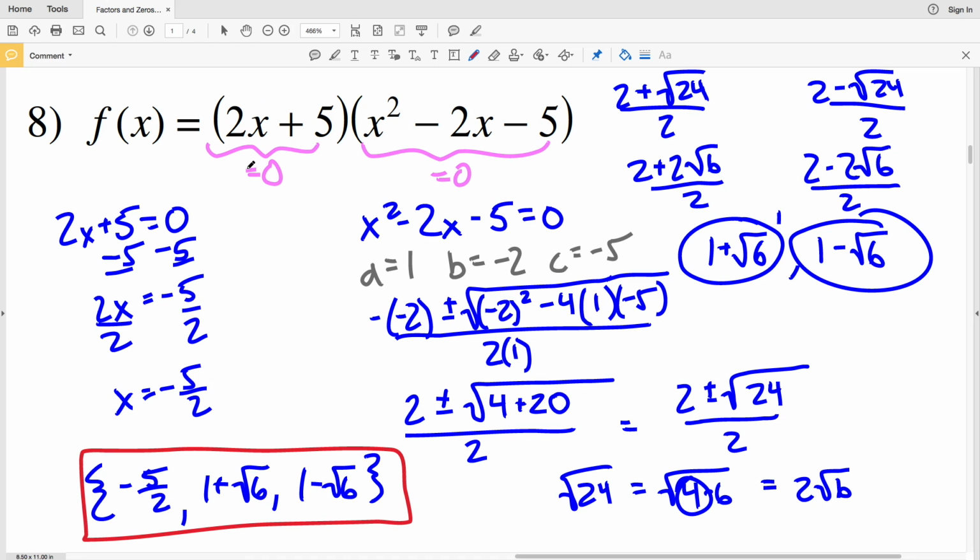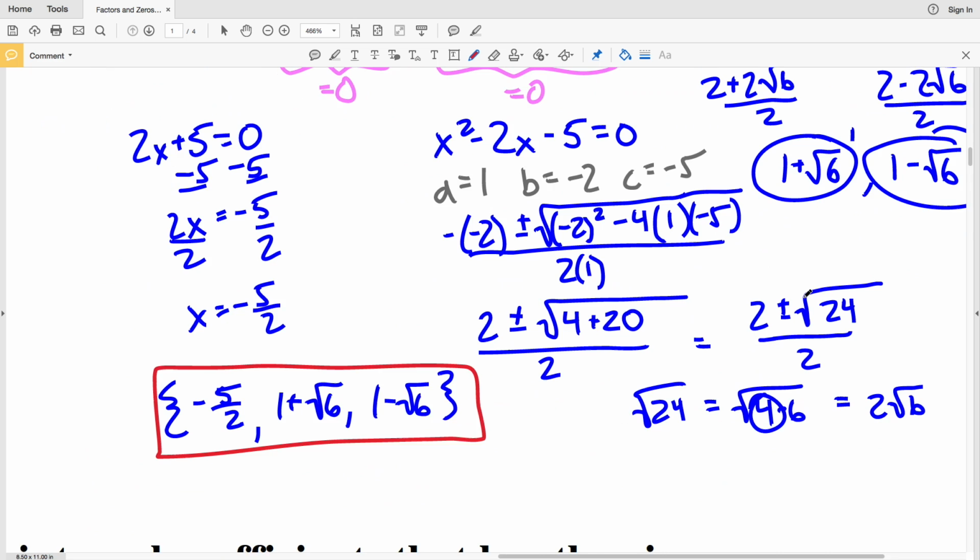So again, what I did, I set my polynomials that get multiplied together equal to 0 and solve for the variable. My first one was a linear equation, so that was fairly simple. I just had to add or subtract and then divide. However, my second one was a quadratic equation in which I used the quadratic formula in order to solve, and I got 2 plus or minus the square root of 24 over 2, and then I simplified that to get 1 plus the square root of 6 and 1 minus the square root of 6.